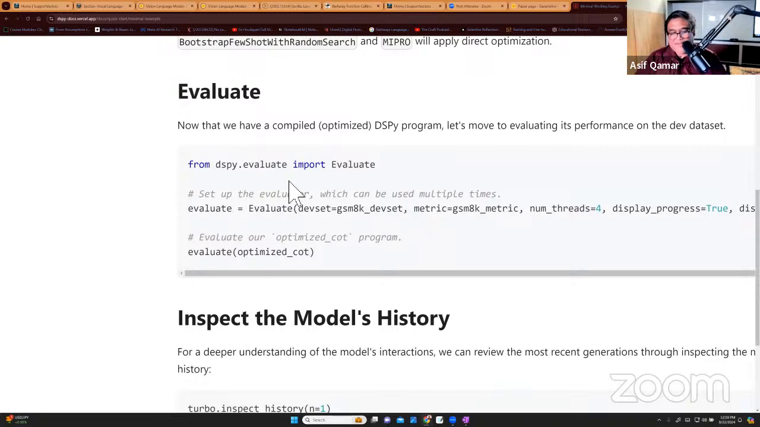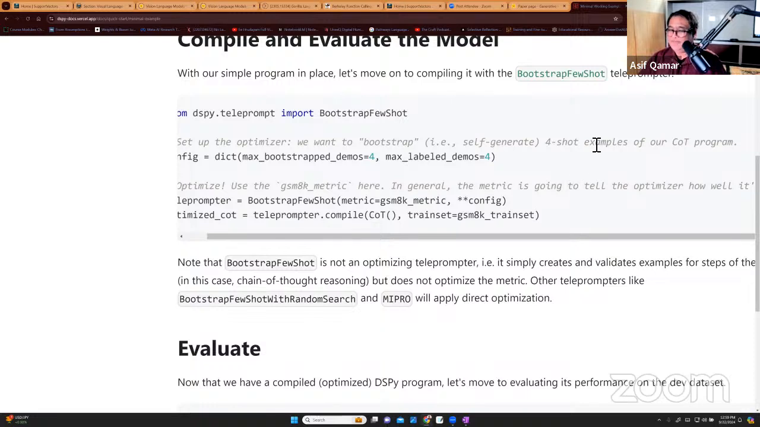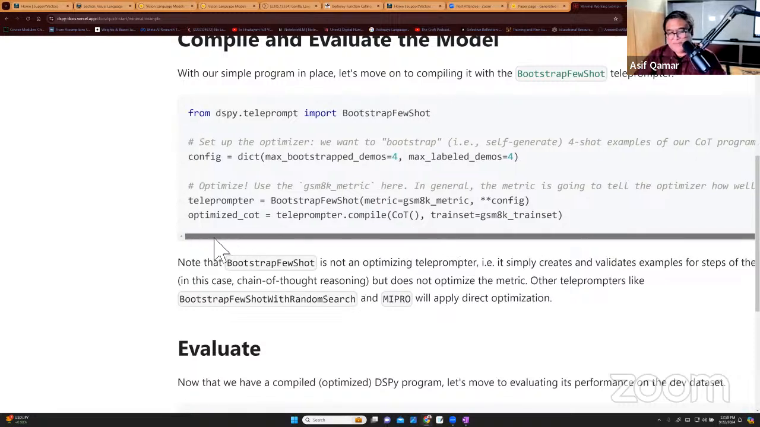So here is the way you need to configure something, like how many demos to set up. We want to bootstrap few-shot, like how many few-shot examples. How many examples do you want to give each time you invoke the LLM? So you say 4, max labeled demos 4. That makes sense. Optimize it.